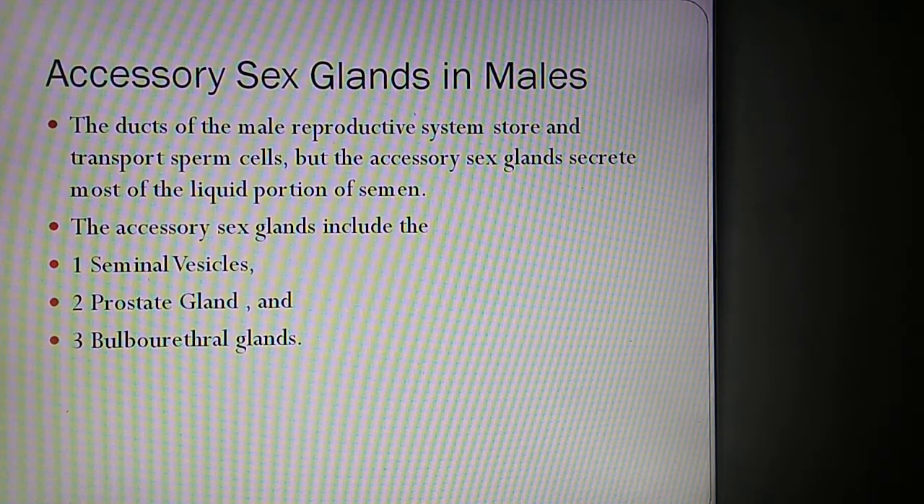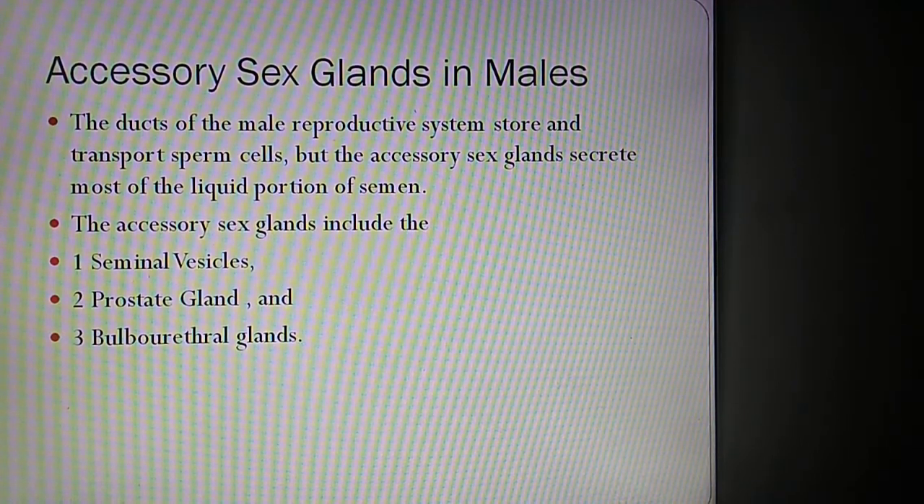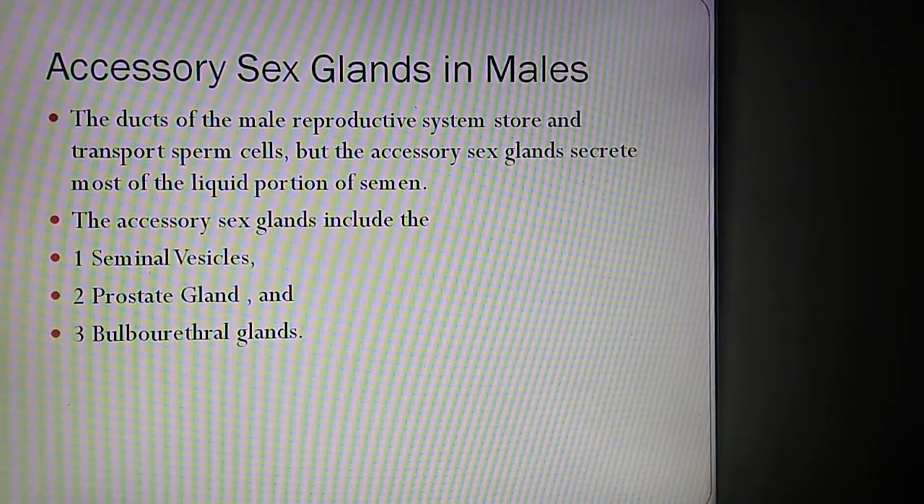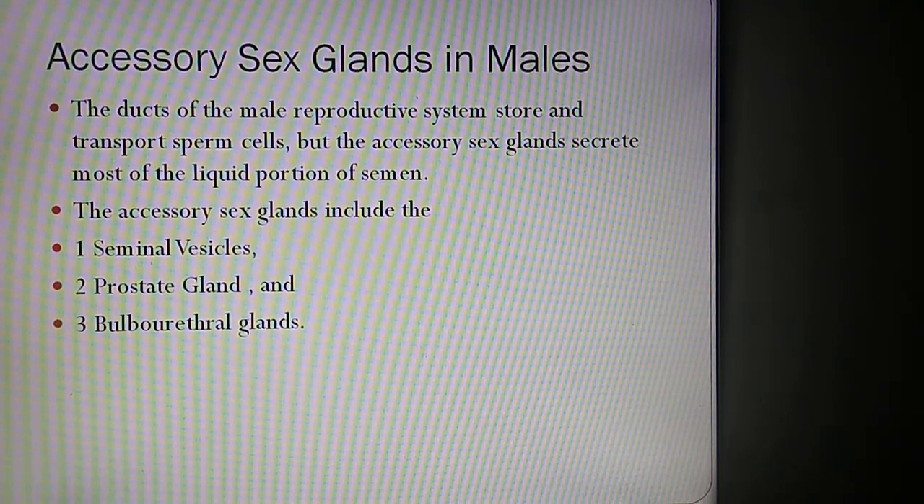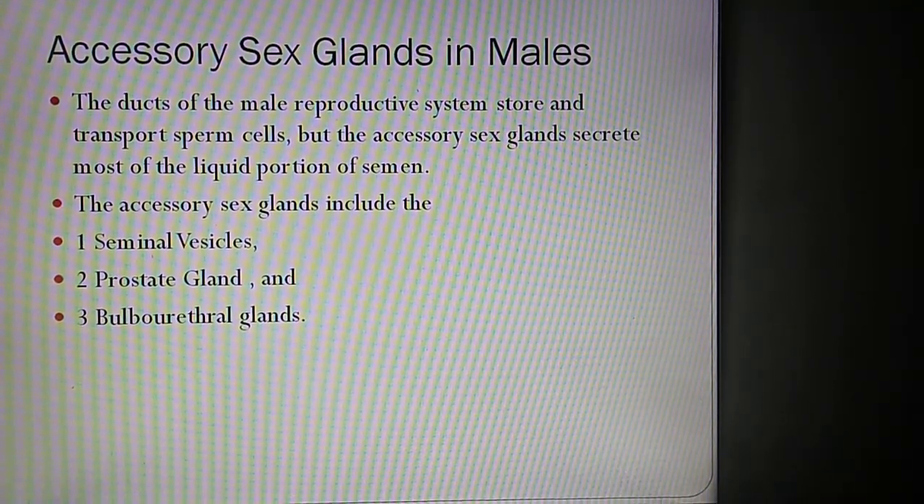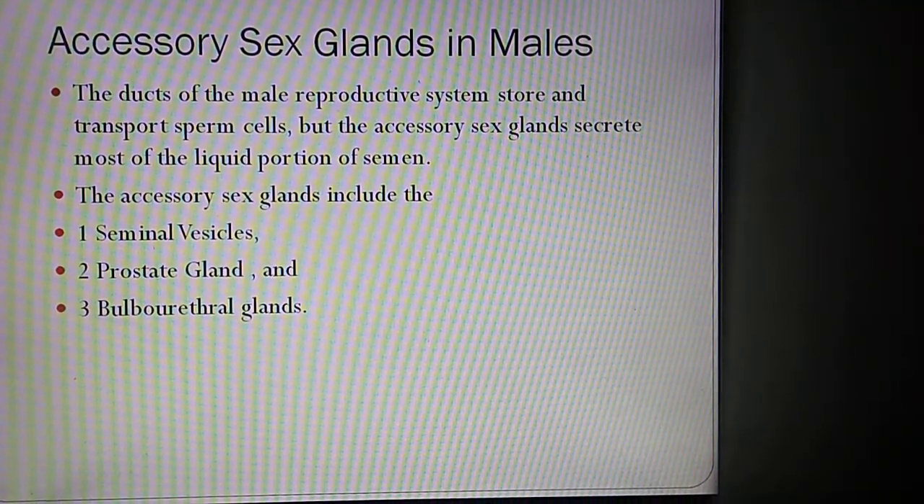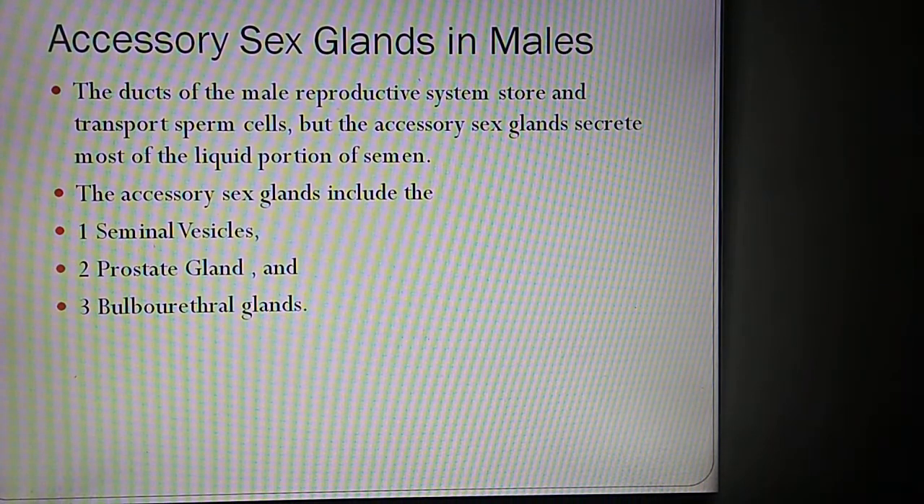Now we will see about the accessory sex glands. The ducts of the male reproductive system store and transport sperm cells, but the accessory sex glands secrete most of the liquid portion of the semen. The accessory sex glands include the seminal vesicle, prostate gland, and bulbourethral gland.